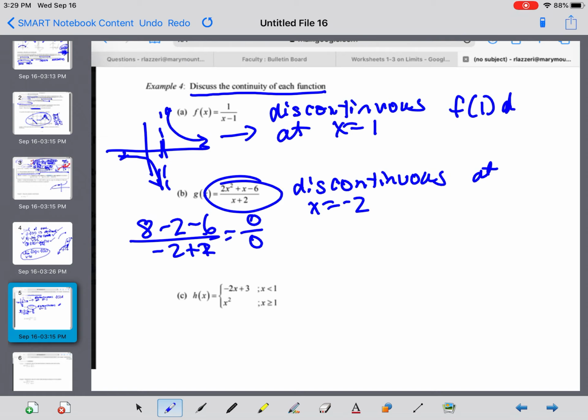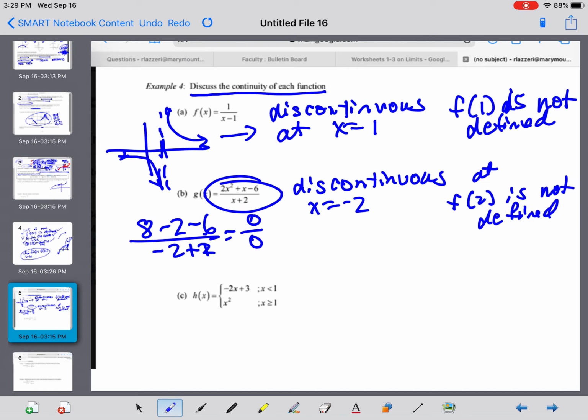All right, so this one, f of 1 is not defined. That's the word, is not defined. So the function is not even defined at f of 1. All right, this one is also true. f of 2 does not exist or is not defined. It'd be a little bit different situation because this would have a hole. And here, let's see if this is continuous or discontinuous.